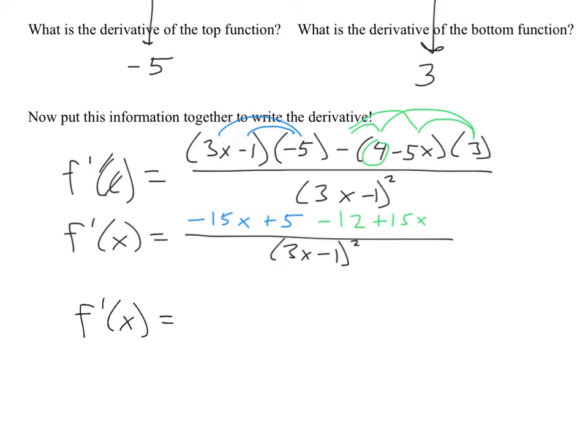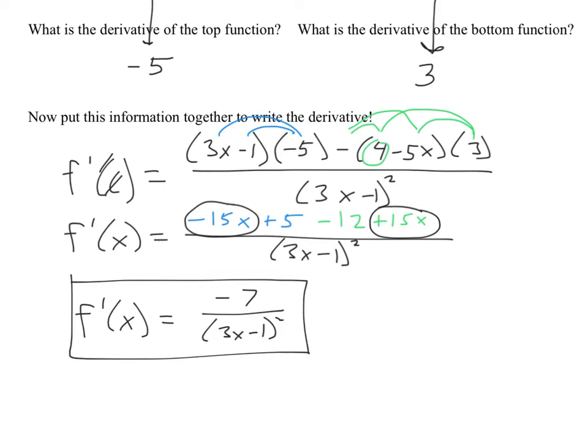On the top, I've got some like terms. Oh wow, that's awesome. There's a negative 15x and a positive 15x. Those are just going to drop out. And then we have these other two things. We add those together, and we're going to wind up with negative 7 over (3x minus 1) squared. And that's it. That's our derivative.